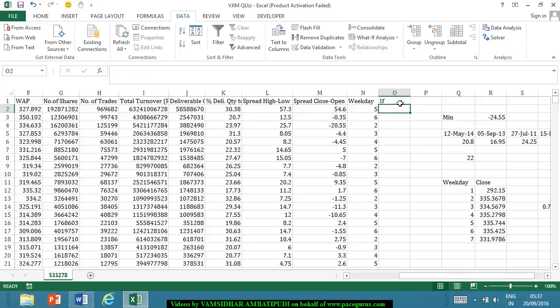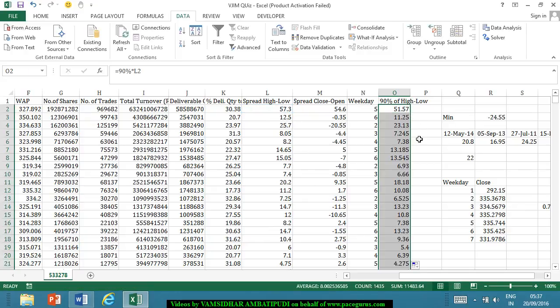or if you want, you create one more column, 90% of high minus low. In case you are not comfortable doing it in one single shot, you will first create 90% of high minus low, which is nothing but 90% multiplied by high minus low. Okay, this is the 90% of high minus low.